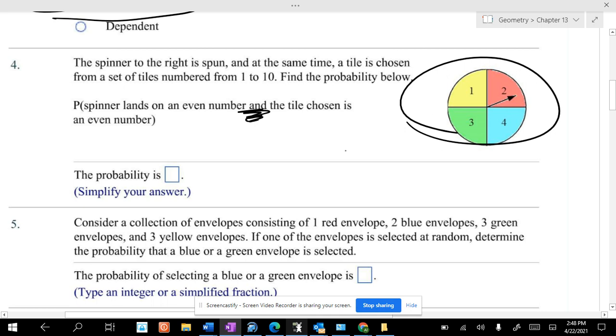Okay, for this one, the spinner lands on an even number. What's the probability of landing on an even number? 50%, 1 out of 2. What's the probability that if you choose a tile numbered 1 through 10, it'll be even?